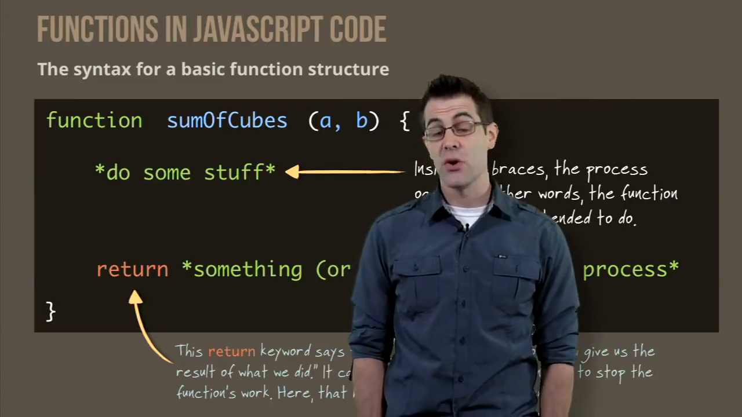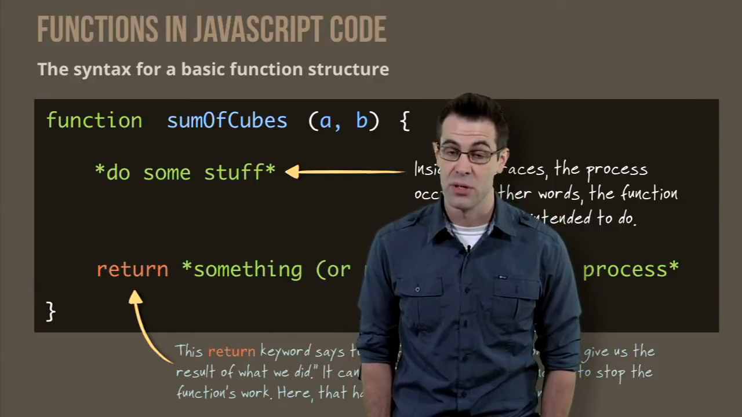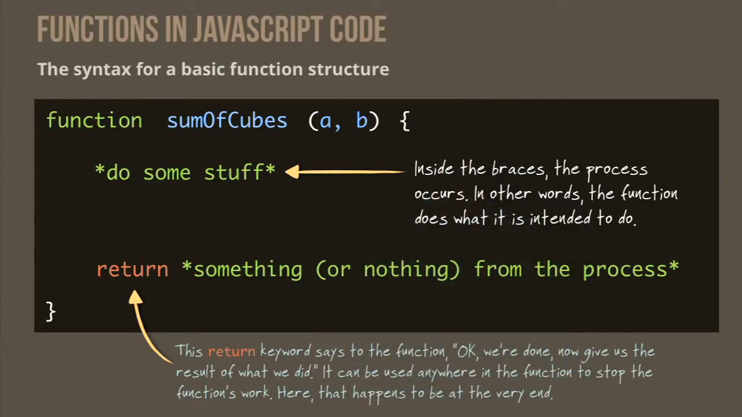An important thing to note about the return keyword is that you'll often see it anywhere inside the function because it can be used to instantly exit at any time. Here, however, we want it at the end of our sum of cubes function.